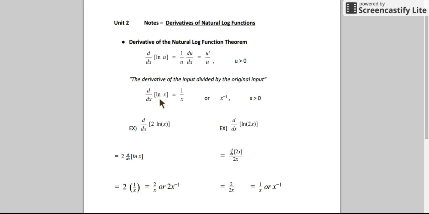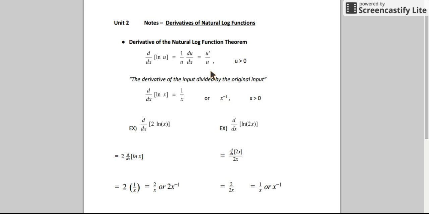The most basic form is the natural log of x. So the derivative of the natural log of x is 1 over x, because the derivative of our input x is 1, divided by the original input x, so 1 over x. You could also write that using a negative exponent and say it's x to the negative 1.